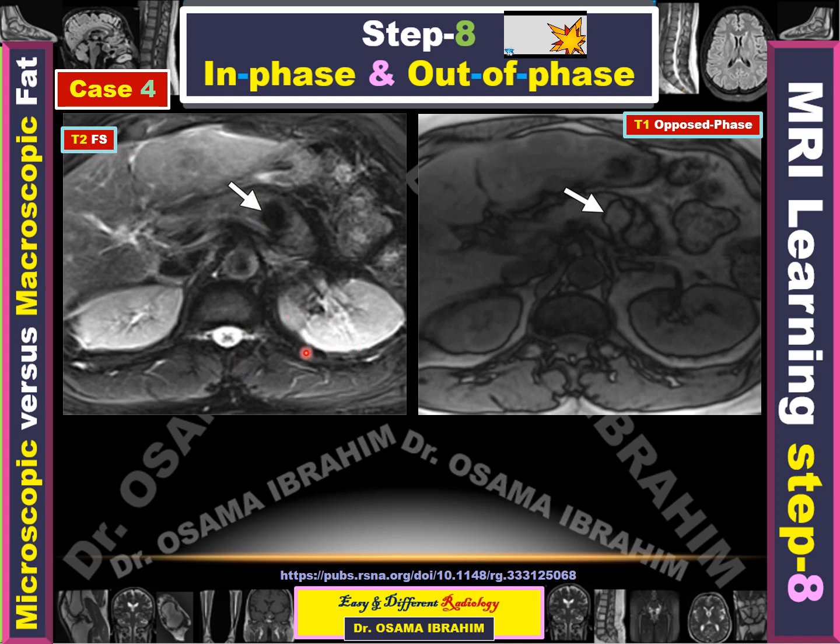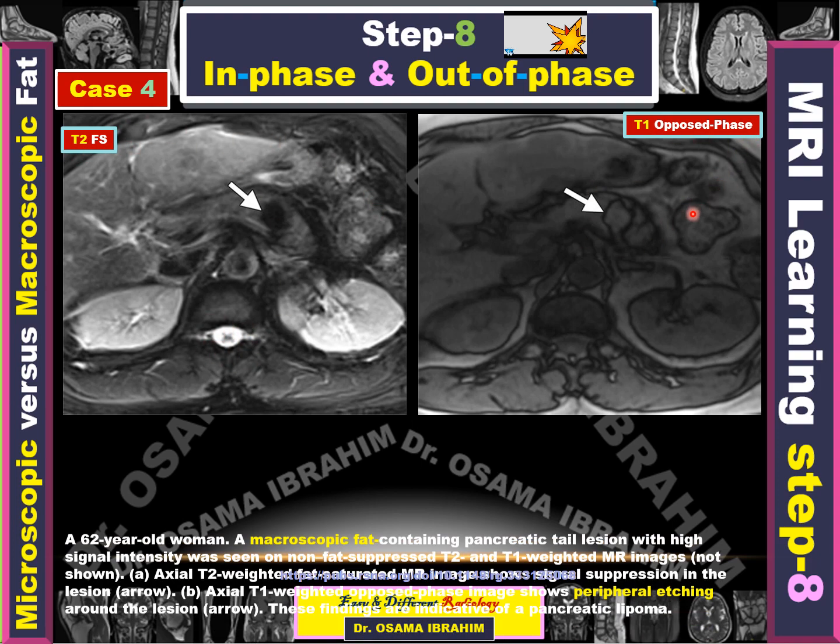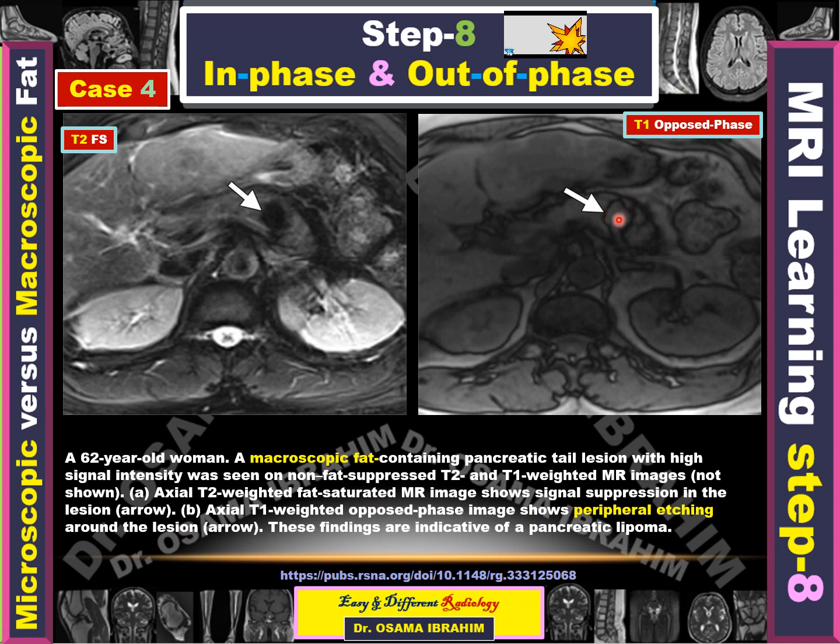this is a T2 fat suppression sequence because subcutaneous fat is suppressed and CSF appeared bright. So T2 fat suppression and T1 opposed phase. If you find that lesion in the tail of the pancreas and look at its signal, it is not suppressed at all. However, there is peripheral suppression or peripheral etching of signal appearing in the opposed phase, and non-suppression of the lesion in the opposed phase makes a diagnosis of microscopic fat less likely.